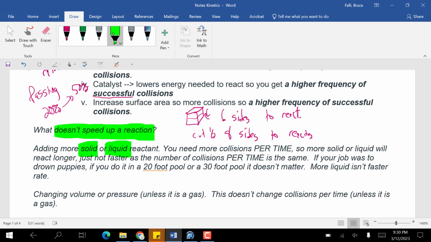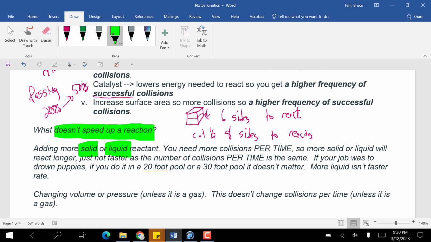So if you're trying to put money in a vending machine and you're trying to put it in as fast as you can, it doesn't go any faster or slower if you have $10 or $5. You're still putting quarter, quarter, quarter, quarter. It doesn't matter if you have $10 or $5. It's still the same rate.